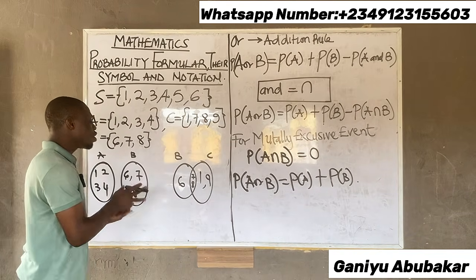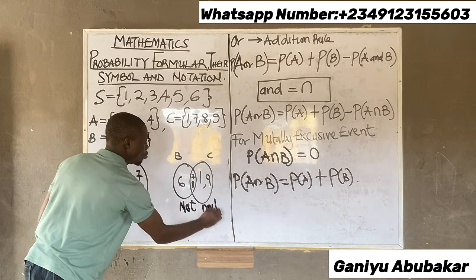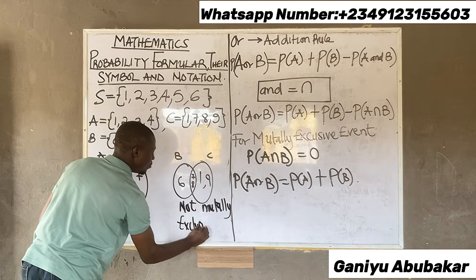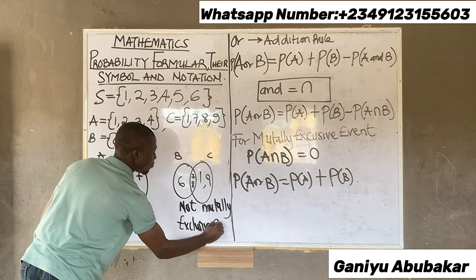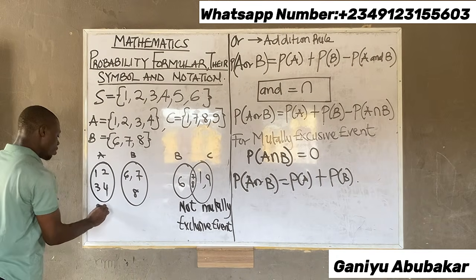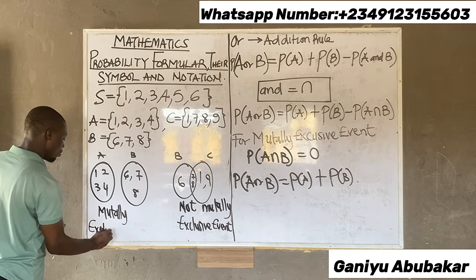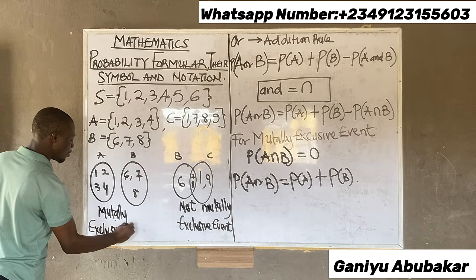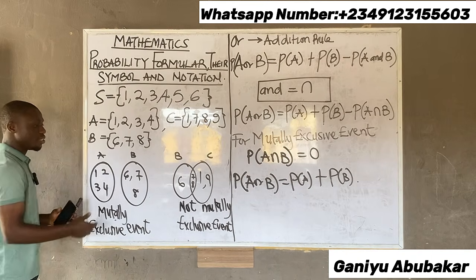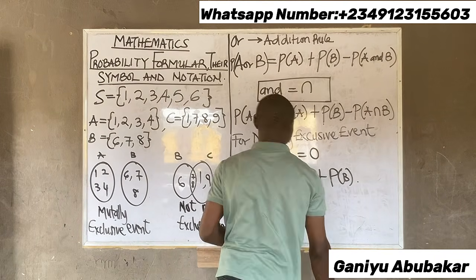Now, if you observe this, you see that B and C has an intersection. This one is called not mutually exclusive event. But this one, A and B, is mutually exclusive event because it has nothing in common, as you can see. So take some examples and explain this thing very well.